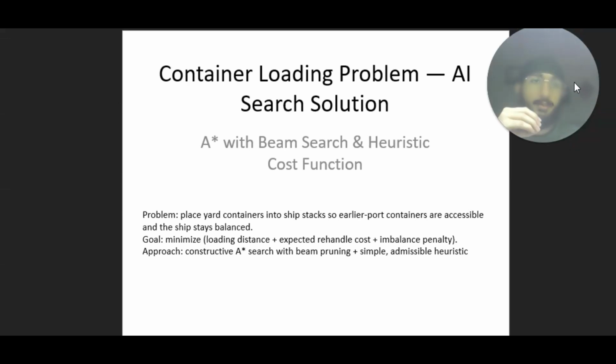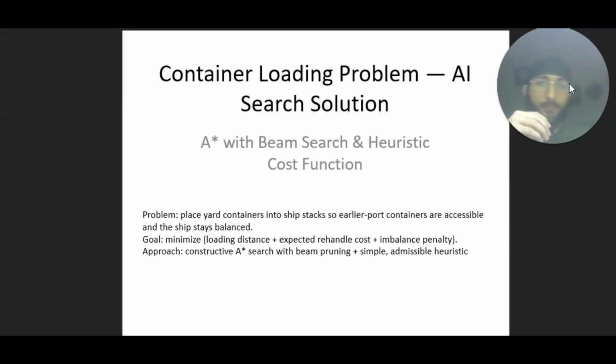So now I'm going to be discussing the solution to my container loading problem. I have used A star with beam search, and first I'll state the problem. The problem is to basically place the yard containers into ship stacks so earlier port containers are accessible and the ship also stays balanced.